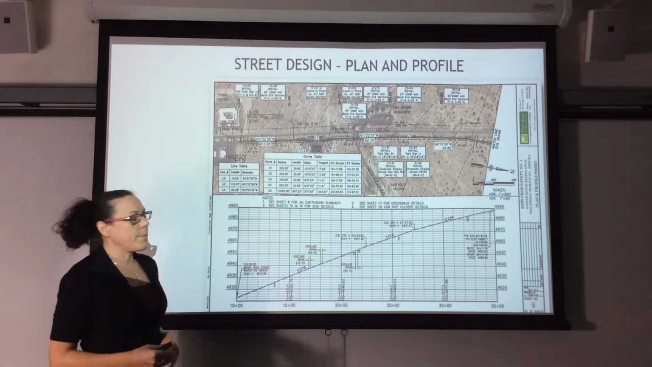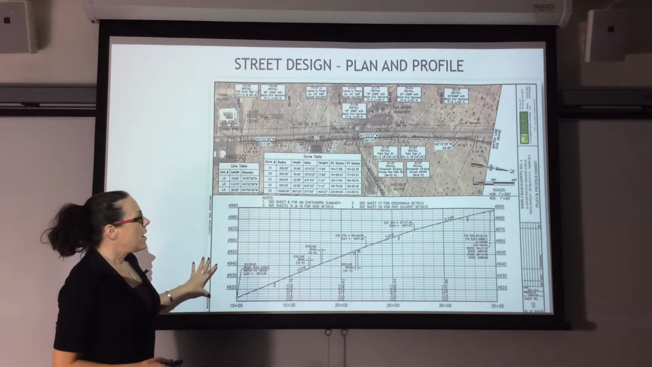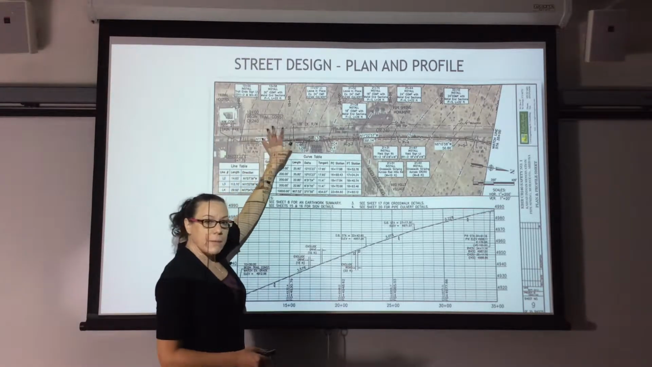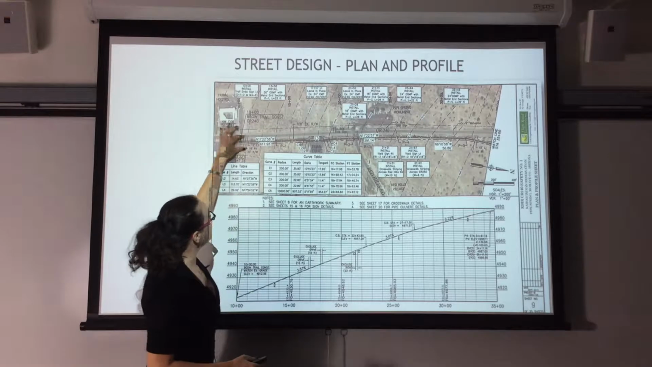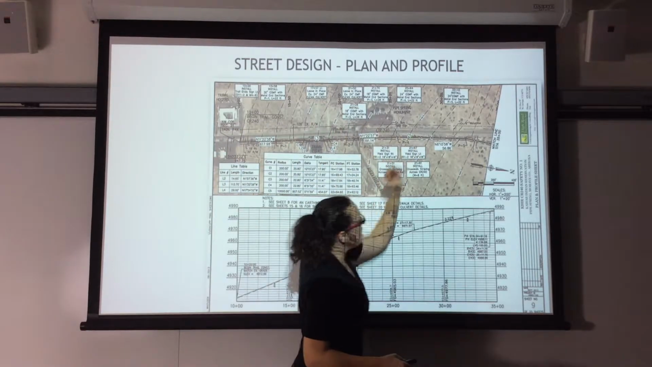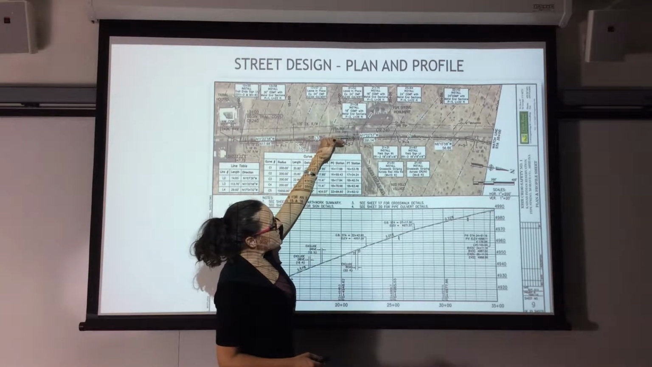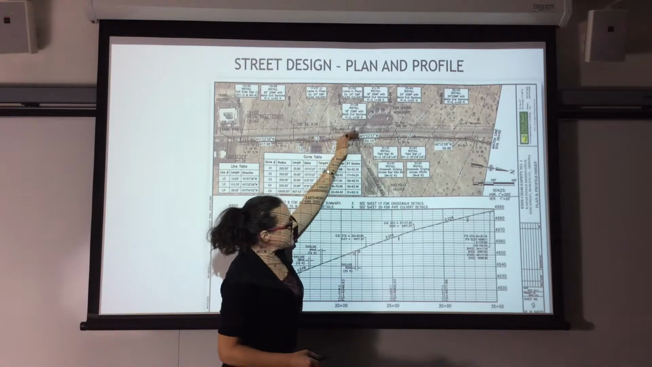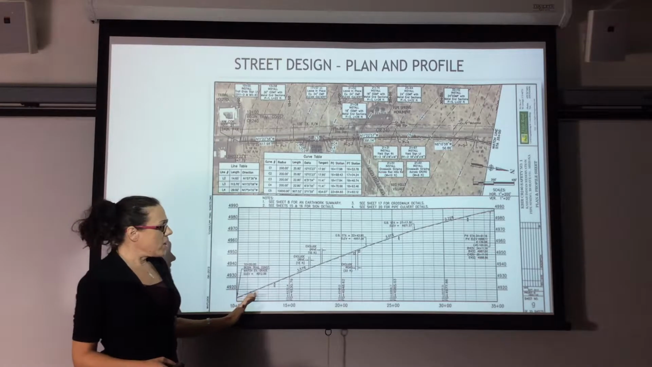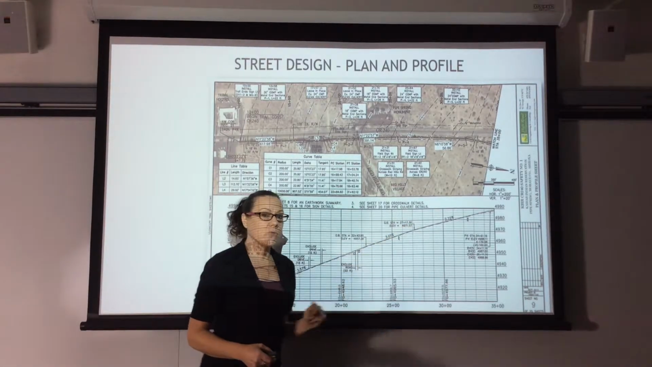So let's take a look at what a plan and profile means. Looking down on top of it, like the plan view on Google Earth, you have a roadway through here. Now, in that roadway, there is a center line staked. This one's actually at the edge. So there's a center line. And from that center line, you have a profile, what that ground looks like.